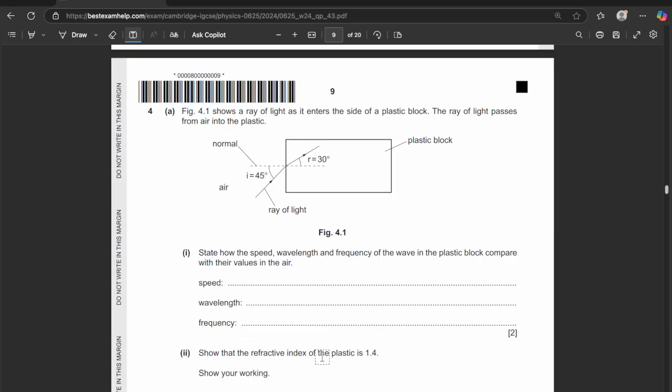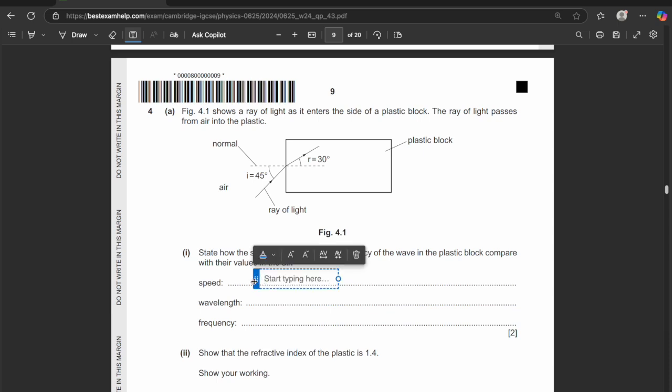For figure 4.1, it shows a ray of light as it enters the side of a plastic block. The ray of light passes from air into the plastic. 1. State how the speed, wavelength, and frequency of the wave in the plastic block compare with their values in the air. So this is the light ray.